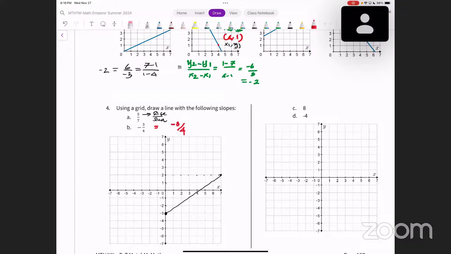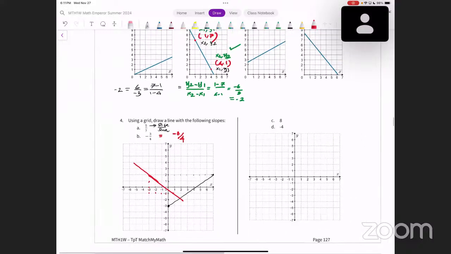So I am going to randomly choose the point. -3 is the rise over run. -3 is the rise. -3 rise means should I go up or down? Down. So how many units? 1, 2, 3 units. And the run is 4. Run 1, 2, 3, 4. So this is my starting point. This is my ending point. So I can simply connect that, isn't it?